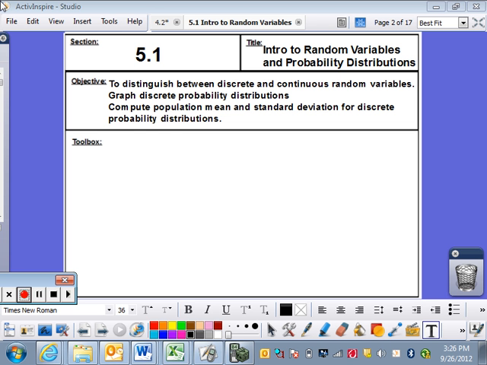And within this, what we're going to do is distinguish different random variables, discrete to continuous. What's the difference between them? Graphing probability distributions, which is similar to what we have already done before, and then we're going to compute the population mean and standard deviation for just one more group of data.